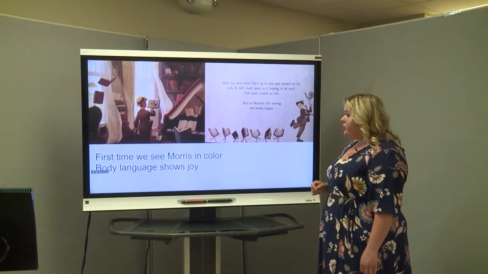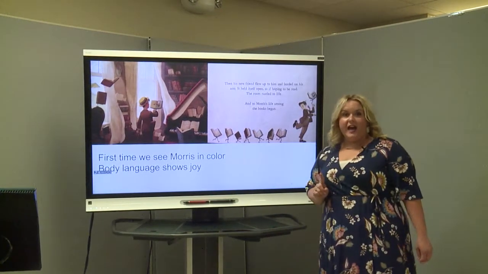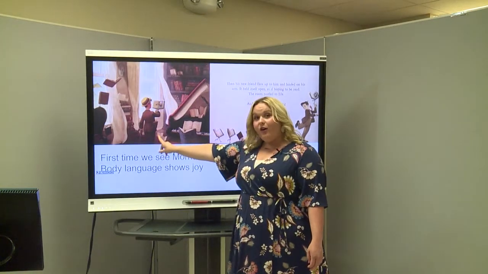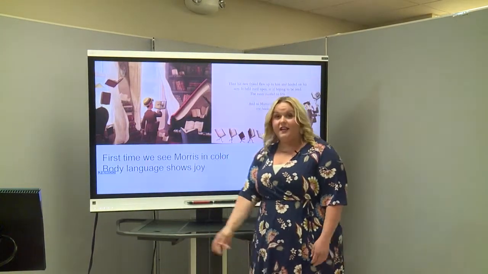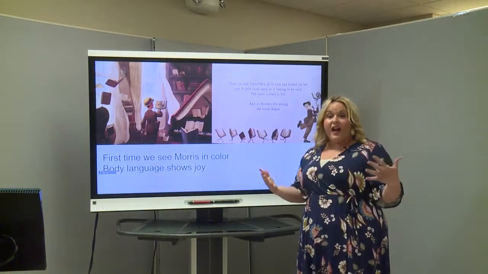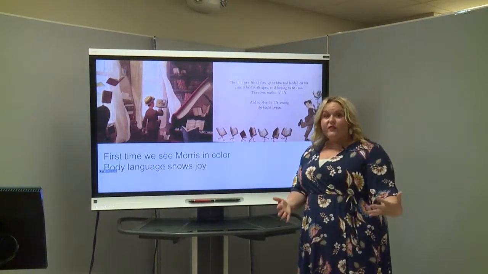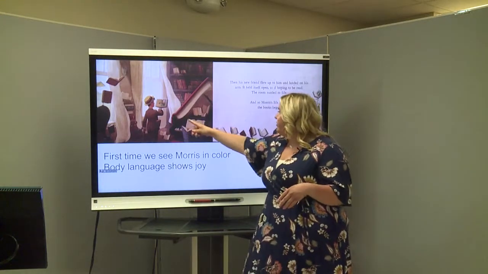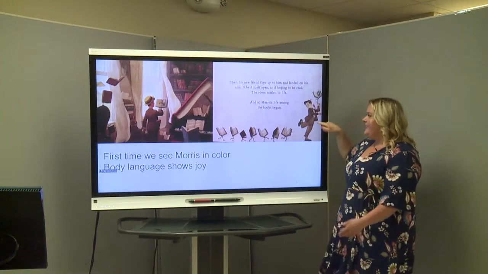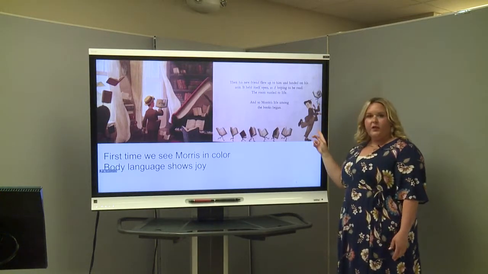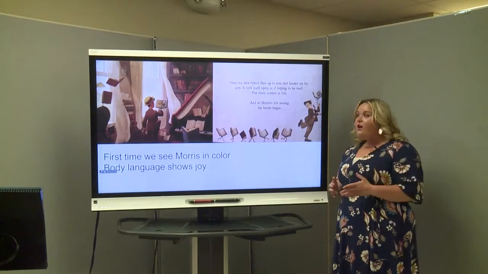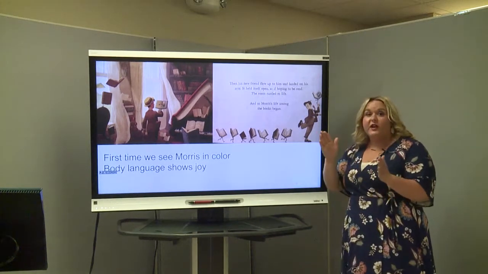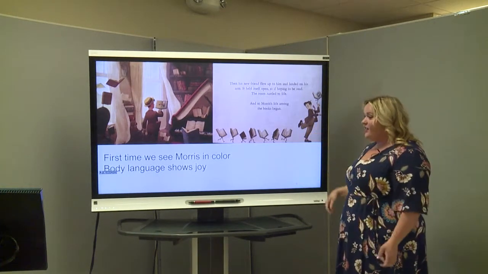Okay, so here are illustrations. This is the first time that we see Morris in color. He's been gray the whole story, and now he's in color. And like I said, when we think of color, we think of bright and joyful and excited. And you can see his body language. Here he's reading. He kind of looks like he's dancing over here. Very different than when he was flying through the storm or looking up at the flying lady like, what's going on? So we're kind of seeing a transition with the words and the illustrations.